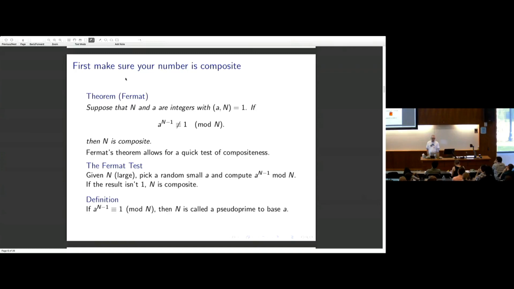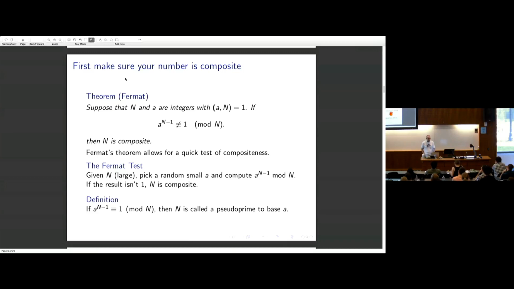So you have your number n that you want to know if it's composite, and you try to compute a to the n minus 1 mod n. And hope that you don't get 1. Because if you don't get 1 mod n, then you know that your number can't be prime. I'm assuming that we've ruled out any factors of 2.